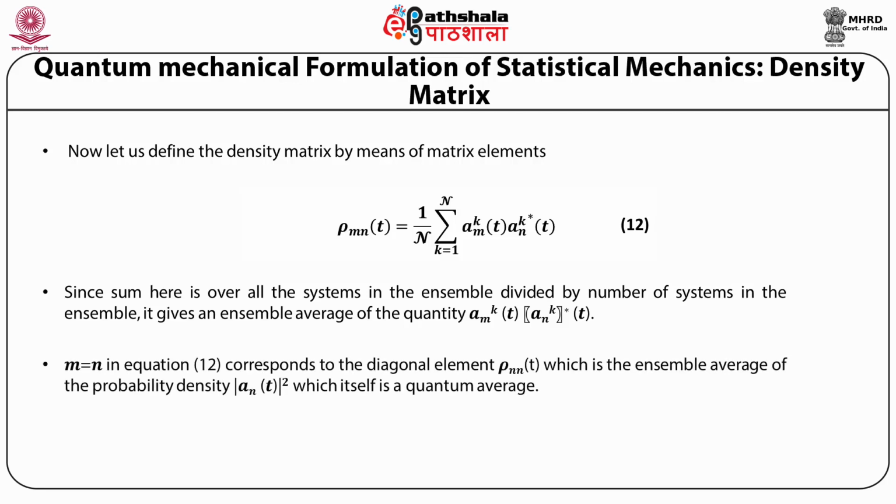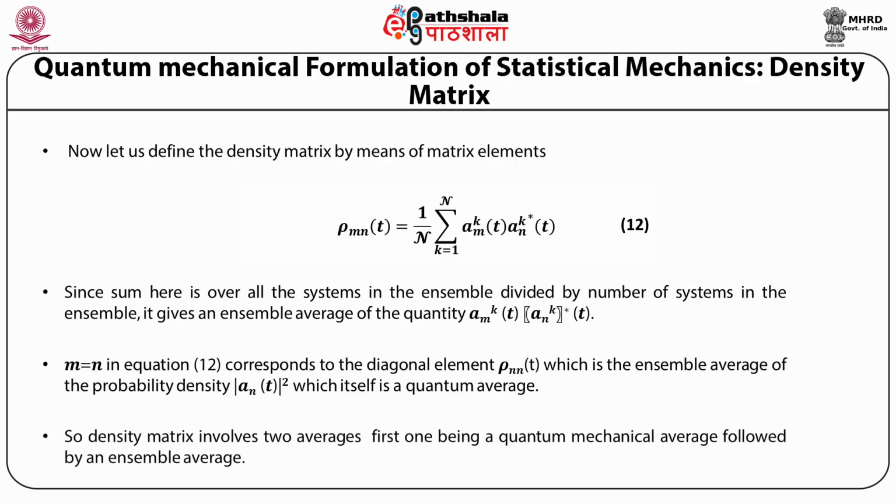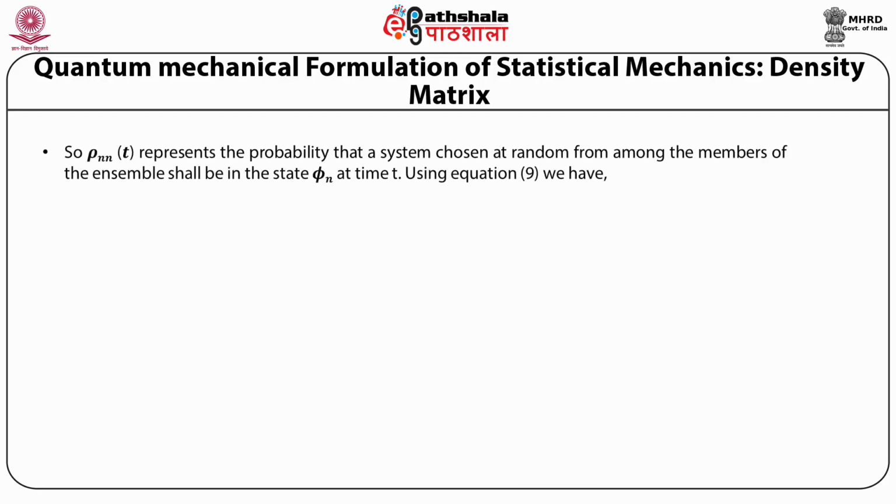m equal to n in equation 12 corresponds to the diagonal element rho_nn as a function of t, which is the ensemble average of the probability density, modulus square of a_n as a function of t, which itself is a quantum average. So, the density matrix involves two averages, the first one being a quantum mechanical average followed by an ensemble average. So, the diagonal matrix element of the density matrix represents the probability that a system chosen at random from among the members of the ensemble shall be in the state phi_n at time t.